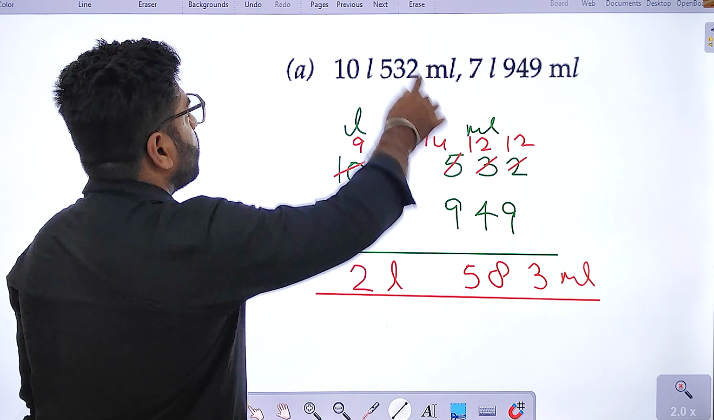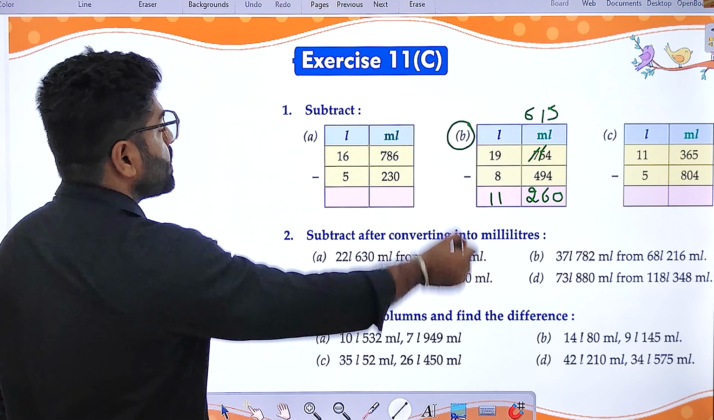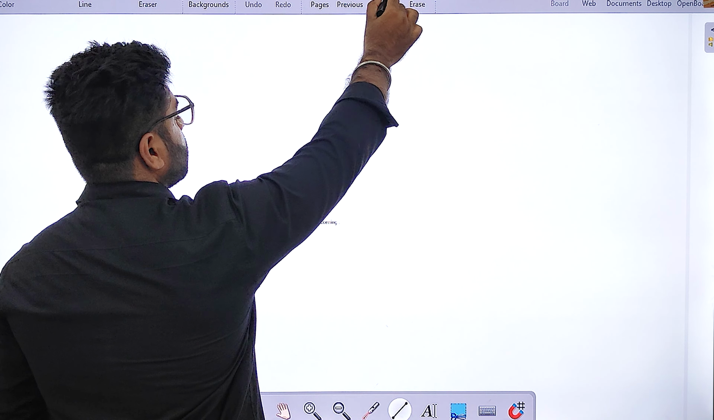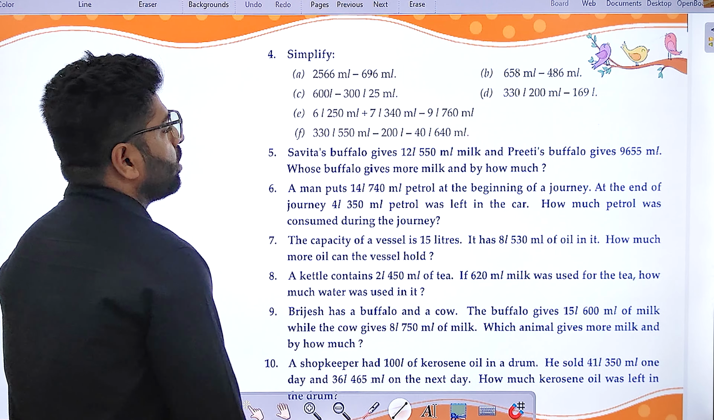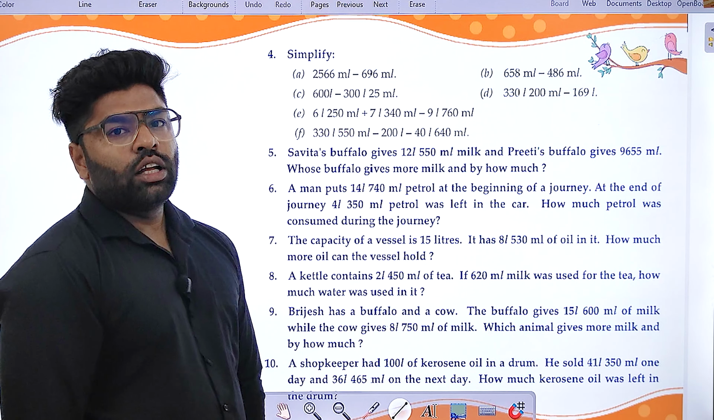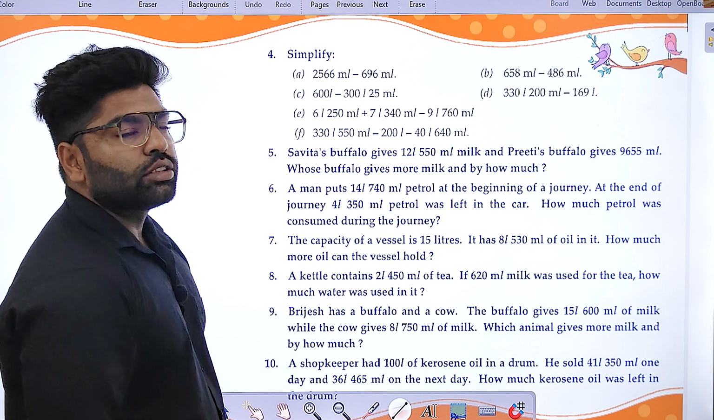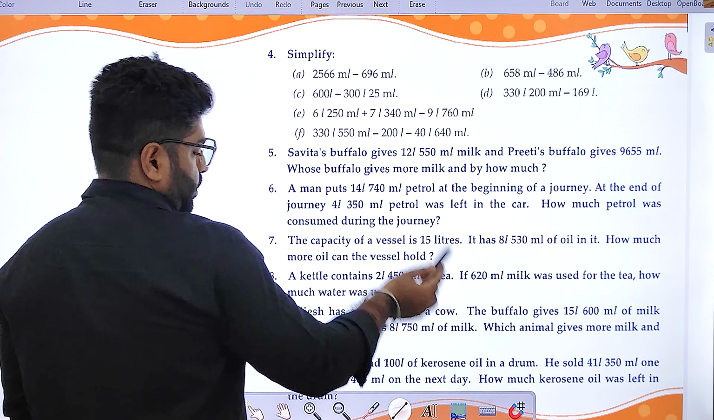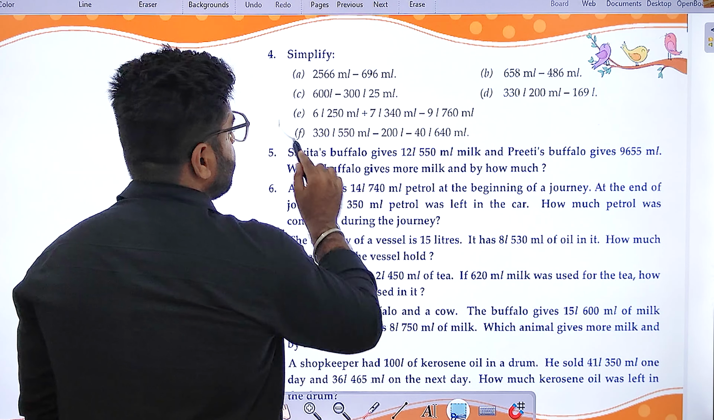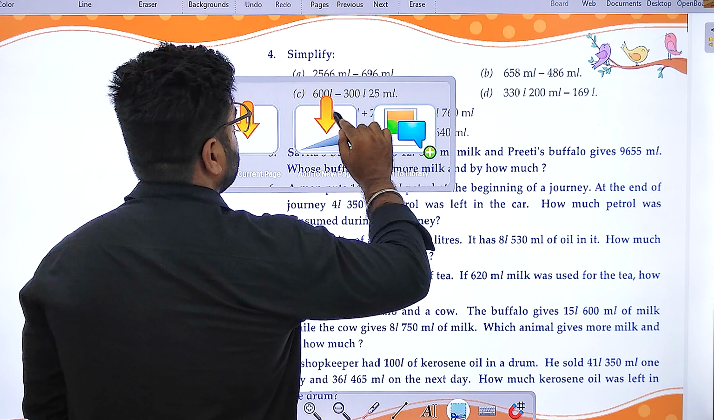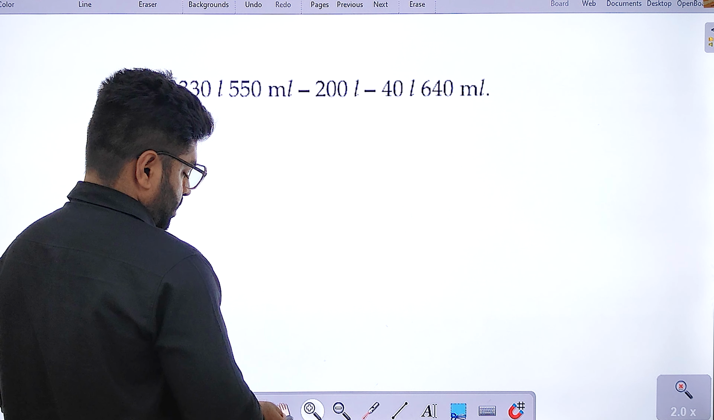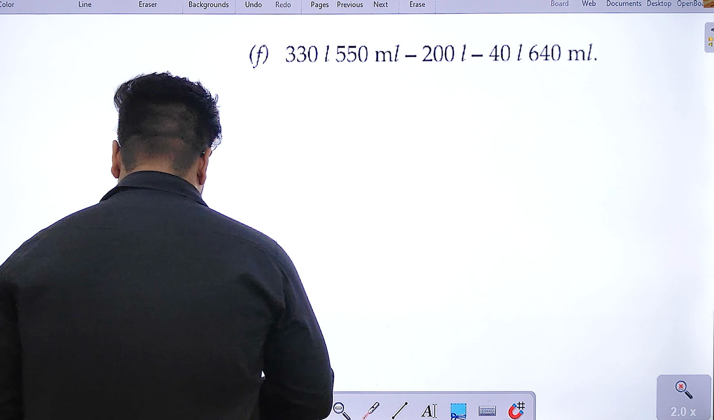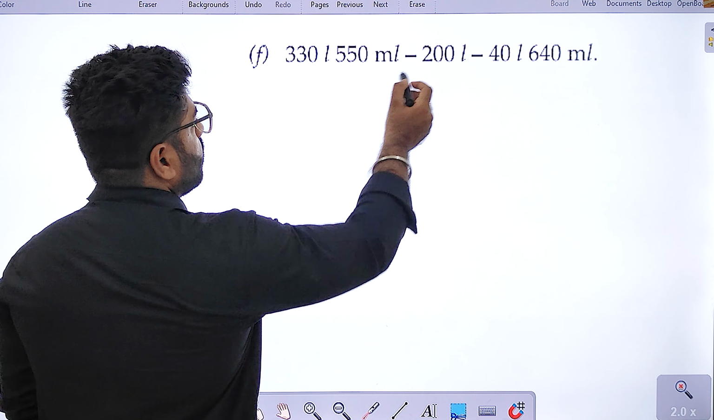Okay, let's see what we are having next. Question 3 is done. Now come to question number 4. Okay, here we are having simplification part. Again, we are having plus minus all together. So we will choose which part? F part. Let's see. So here we are having 2 subtraction parts and 1 addition part. Okay, we have to subtract these 2 parts from this unit. So first let's subtract these 2, then after that the remaining part.